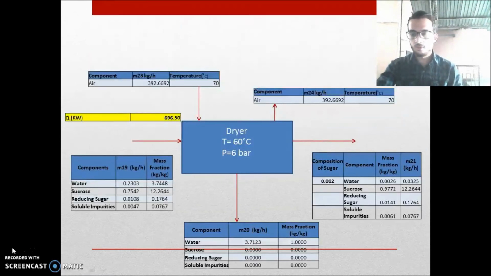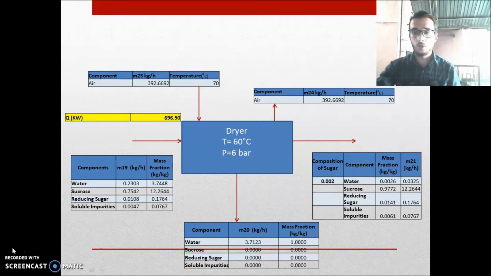And for the dryer, it is used to dry the moist sugar crystals after the separation process. In addition, this process is beneficial in preventing sugar lumps during storage. Almost 99% of the water content in the inlet stream is removed after the drying process. This type of dryer is a hot air dryer.